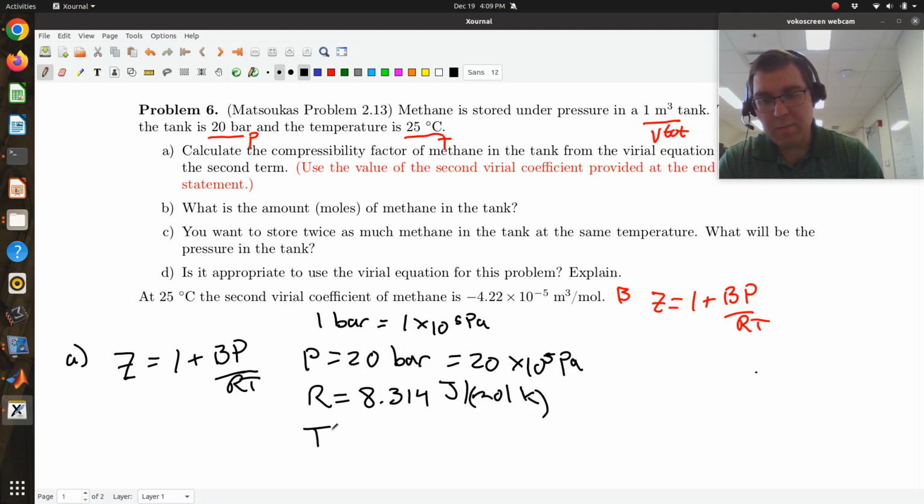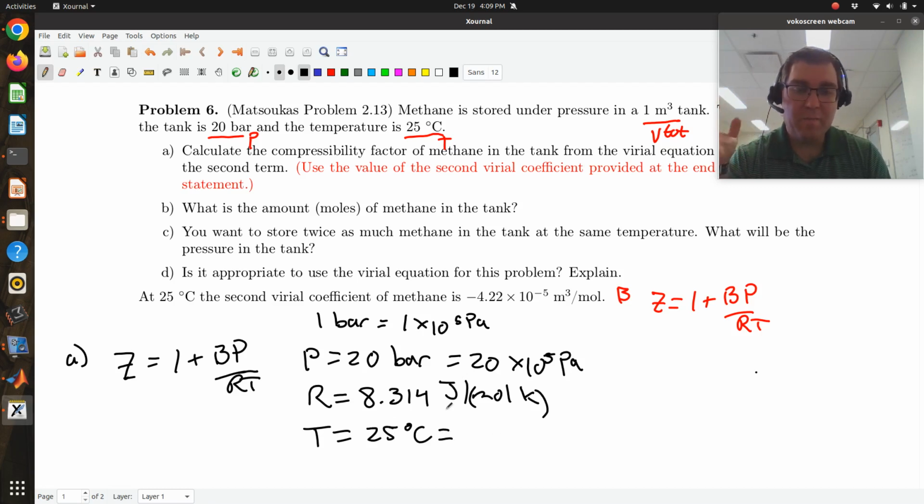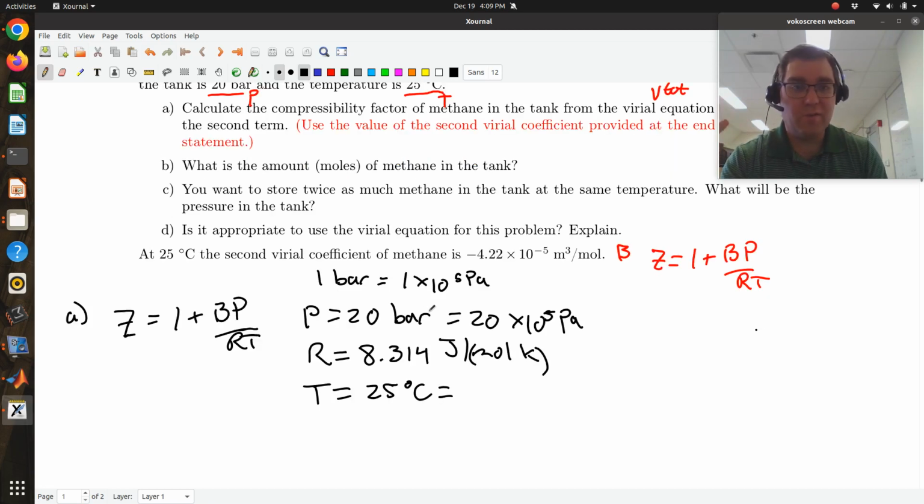And then in terms of temperature, we're given the temperature as 25 degrees C, but I need to convert to absolute units. It's imperative that in essentially all of our thermodynamic expressions we use absolute temperature. Exceptions will be if you have an equation such as the Antoine equation, where you're told to use units of degree C. But in all of our fundamental thermodynamic expressions, we're going to need to use absolute units of temperature. So I need to convert from degree C to Kelvin.